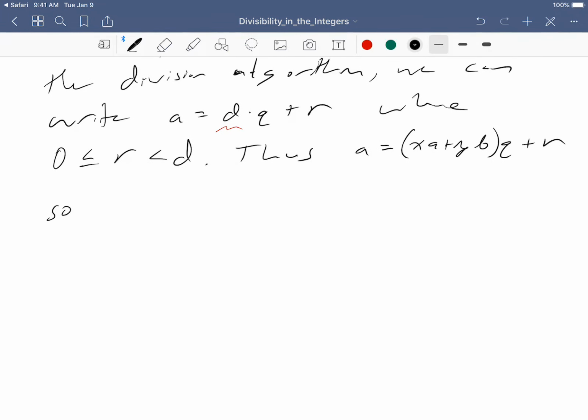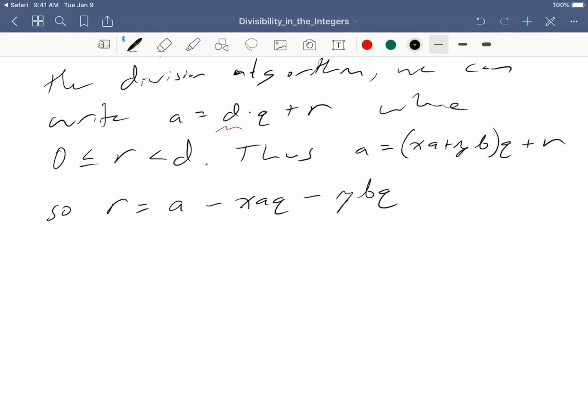And so now I'm going to solve that for R. So R is now A minus XAQ minus YBQ. So I did a little bit of distributing and subtracting to the other side.